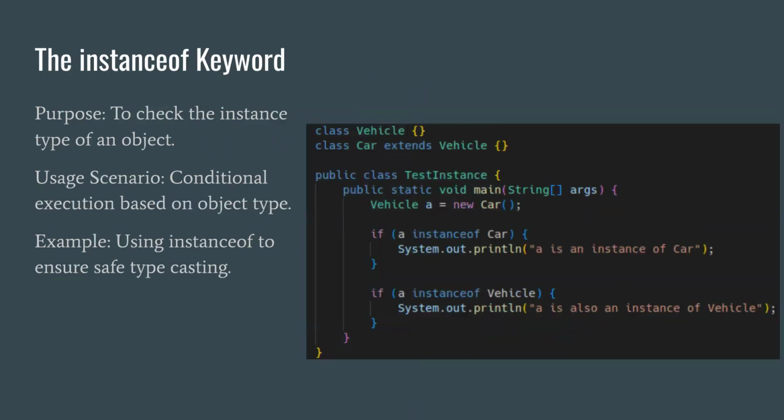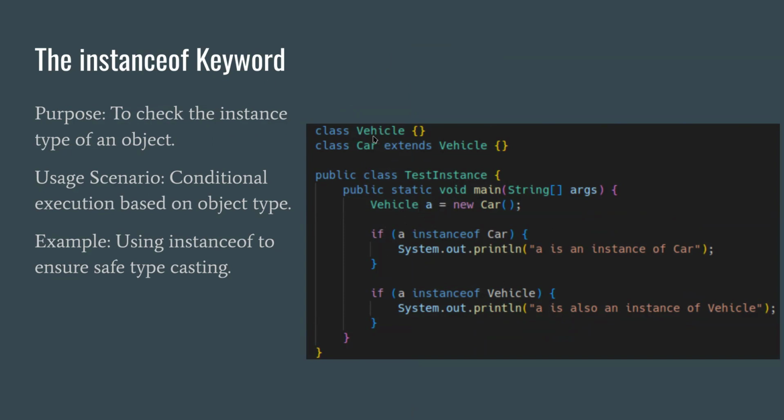The instanceof keyword. In Java, we often use the instanceof keyword to check whether an object belongs to a particular class or not. This becomes pretty handy when we're dealing with polymorphic references. By using instanceof, we can ensure that we perform safe typecasting and execute certain code only if an object is an instance of a particular class.